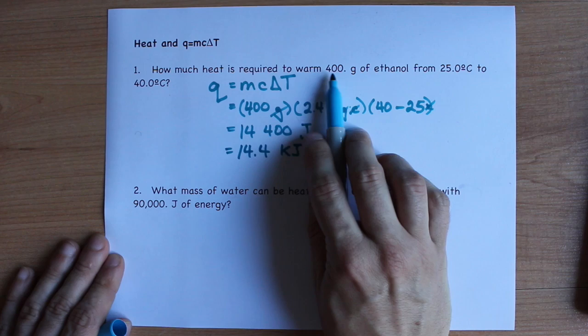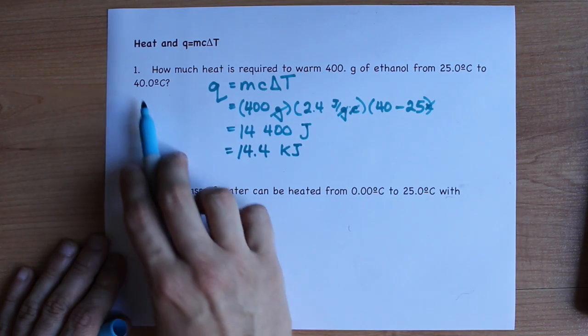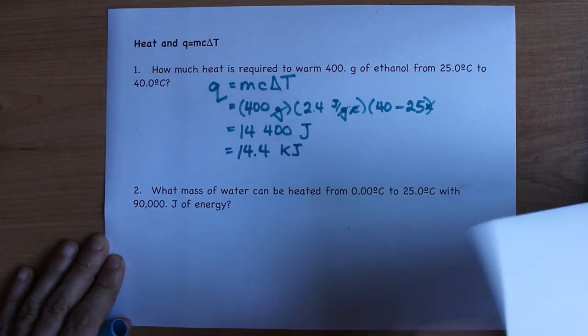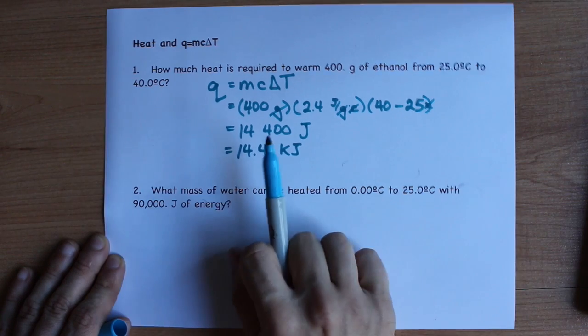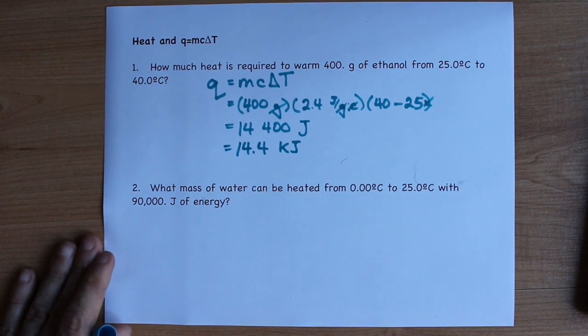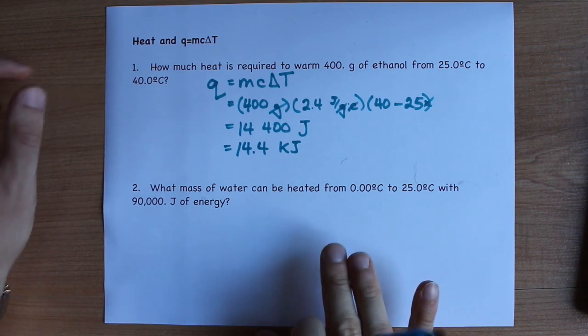This decimal point means that there are three sig figs here. There are three significant figures here, three significant figures here, and the C value we used actually had four significant figures, so we want this to have three significant figures as well. I won't say significant figures too often throughout this video, but you will probably be responsible for using them properly.